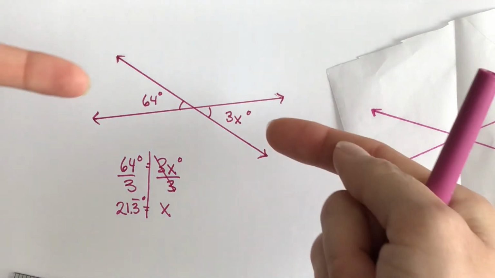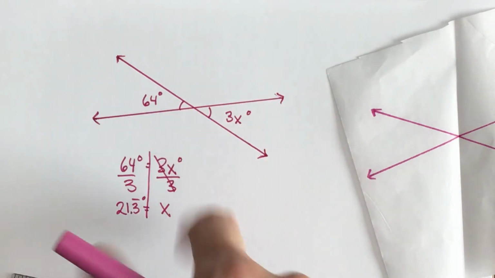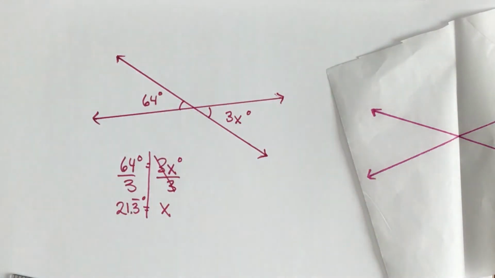Just remember that vertical angles are equal to each other. So all you need to do is put an equal sign between them and you're good to go, okay?